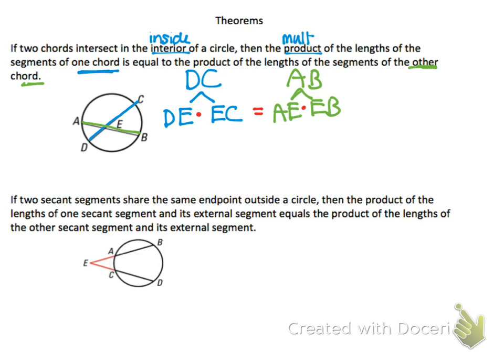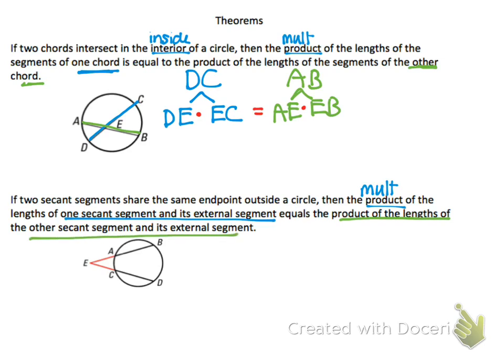Okay, and then the second theorem that we're going to look at, and I think this might be the last theorem, says if two secant segments share the same endpoint outside of a circle, then the product, let's go over this again. Product means that we're going to multiply. So the product of the lengths of one secant segment and its external segment is going to be equal to the product of the lengths of the other secant segment and its external segment.